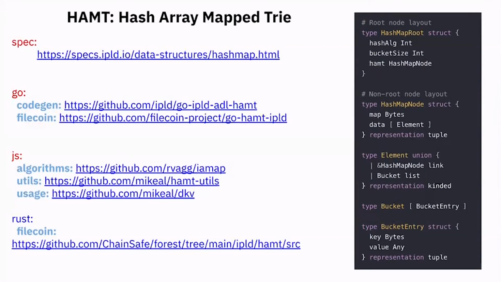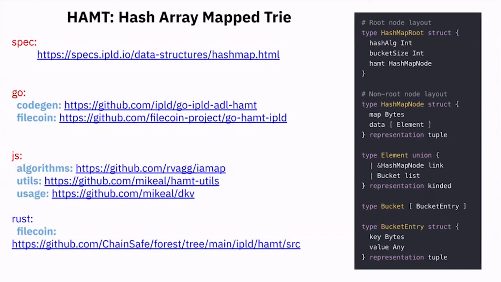And in JavaScript, there's a bunch of modules, one that just really implements the base algorithms, another that has really reusable utilities on top of that library. And then, yeah, I would really encourage you to just go look at this little library. It's not more than maybe 100 or 200 lines, called DKB. It's a decentralized key value store.